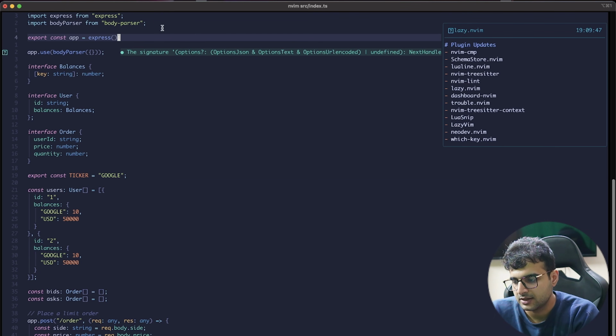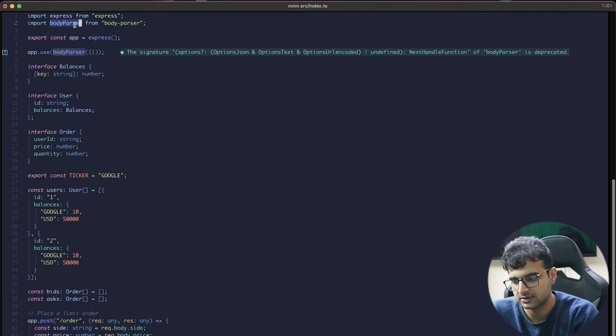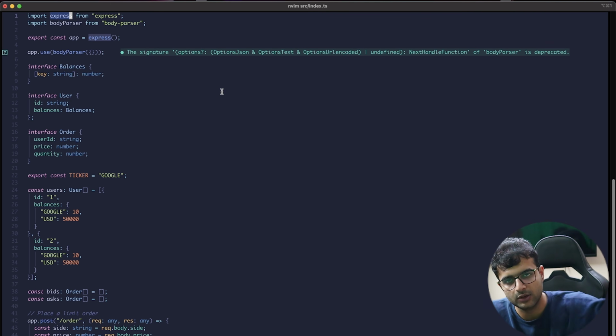At the top, I import Express and body parser. Feel free to ignore this body parser thingy. Just focus on Express. This is an HTTP server. What it lets you do is run a process that people all around the world can hit on your specific machine. If I deploy this on AWS, then people can interact with my program on AWS. And that's how the backend of any exchange would work.